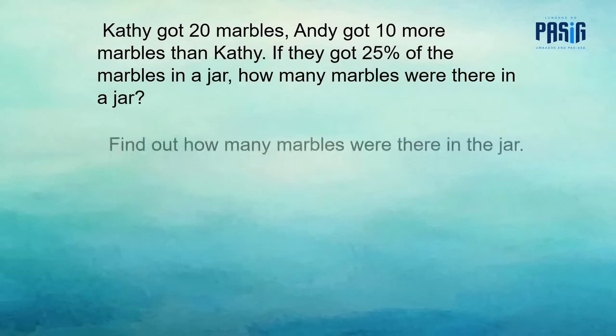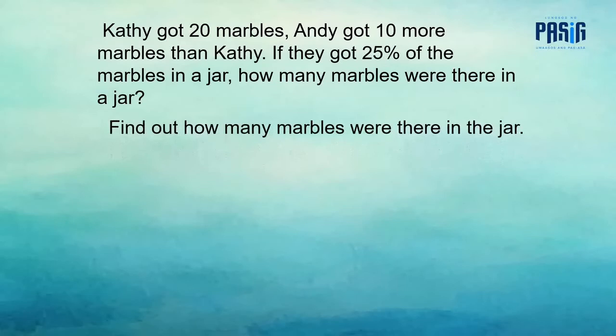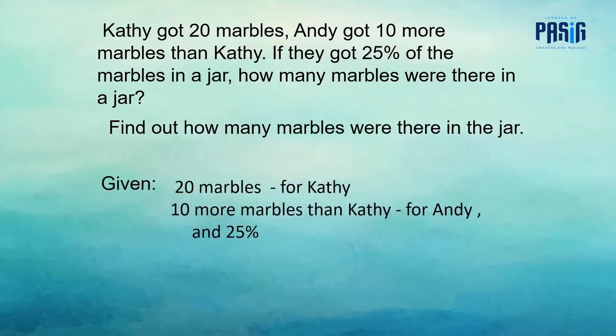What are we going to find in the problem? Find out how many marbles were there in the jar. What are the given data? 20 marbles for Kathy, 10 more marbles than Kathy for Andy, and 25%. And we will use a diagram to solve the problem.